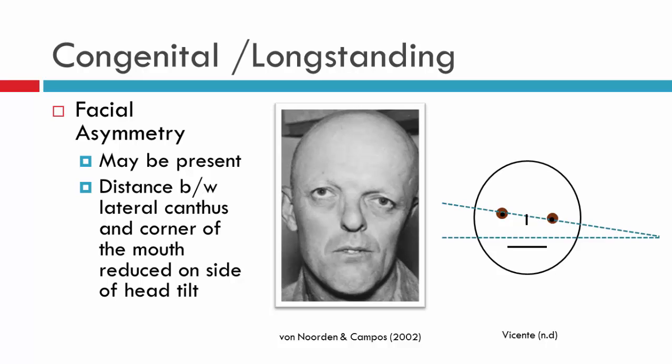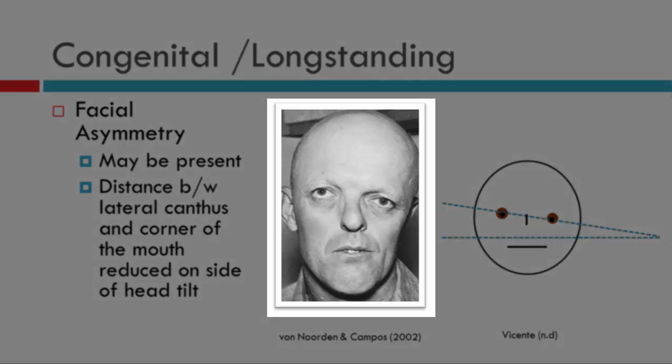Another feature of a congenital fourth nerve palsy, or one that's long-standing and generally one that developed as a child, is facial asymmetry. Now, what this means is that the distance between the lateral canthus and the corner of the mouth is reduced on the side of the head tilt. In the patient we see here, there is a very marked facial asymmetry. Most patients won't have such marked facial asymmetry, but it's a good example to work through the characteristics of the facial asymmetry. So what we see here in primary position is that the patient has a right hyper deviation.